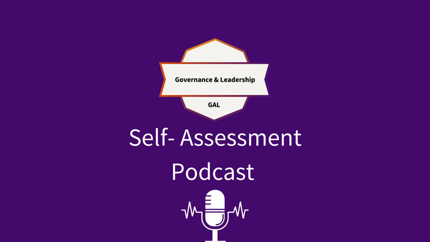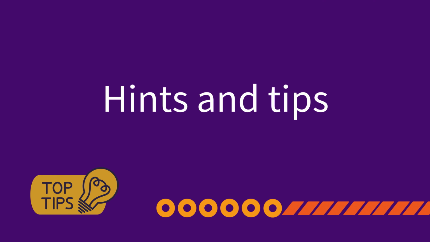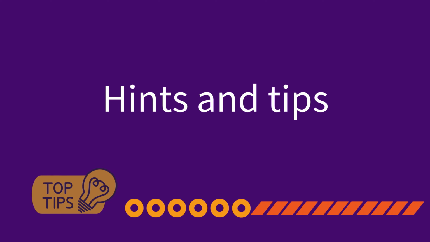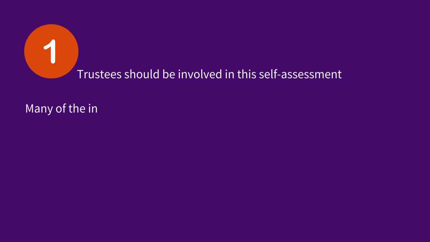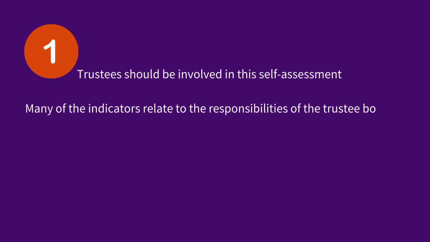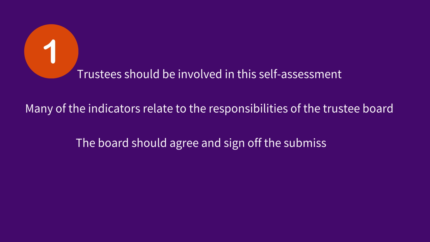Thanks for talking us through all of that, all of those questions there, Steve. Have you got any hints and tips for the network, or best ways of going through this governance and leadership submission? So first of all, given this is about governance and leadership, we would expect that obviously the trustees are involved in this self-assessment, because many of the indicators here relate to the responsibility of the trustees of your organisation. So they should be involved in the self-assessment and signing off the submission.